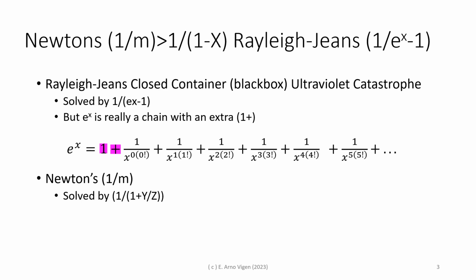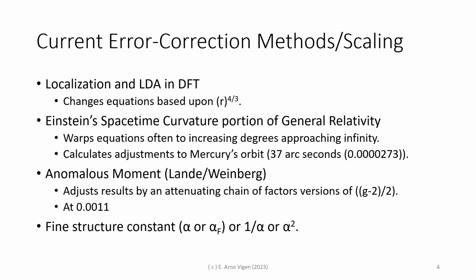Now, I'm going to solve Newton's 1 over m by a similar method, it's going to be 1 over 1 plus this ratio that we'll find for the position in field. Now, there are many current error corrections, as I said. There is localization, or LDA, in DFT, density functional theory. That changes equations by r to the 4/3. And this is important because I'm actually going to steal that part and it's going to go back into the equations that we're doing, because it's a valid error correction, but if I put it back in Newton, we don't have to do it again.